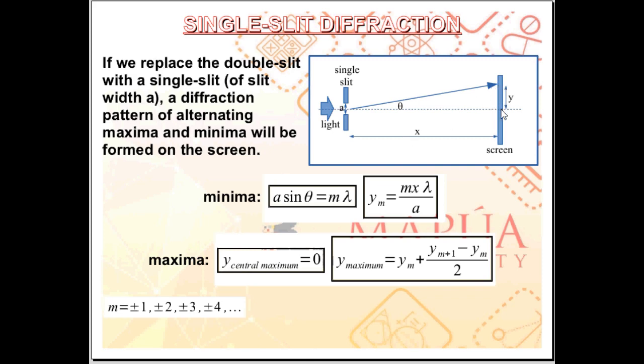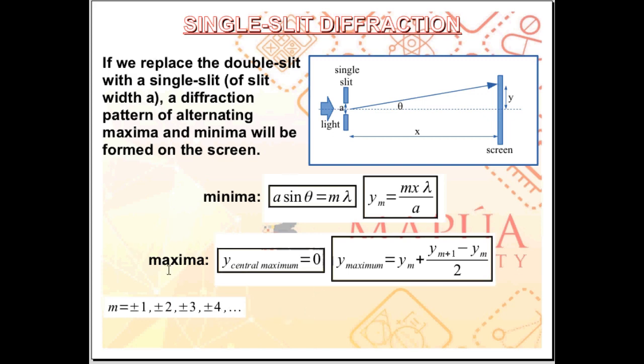The locations of the minima on the screen are given by the following equations. a sine theta is equal to m lambda, and y sub m is equal to m x lambda over a. a again is the slit width. And m is equal to plus minus 1, plus minus 2, plus minus 3, plus minus 4, and so on.